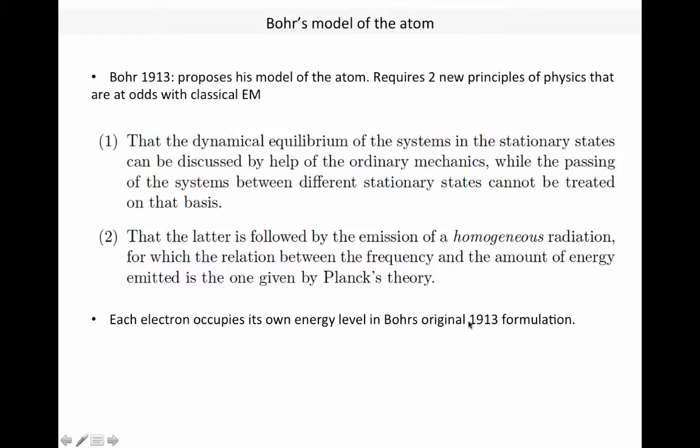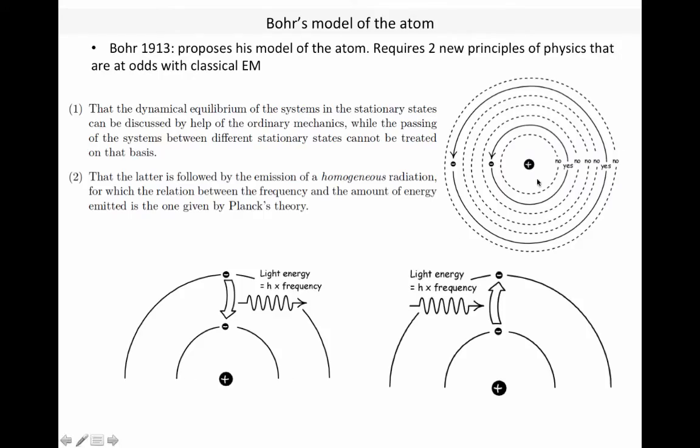Okay, and in Bohr's 1913 formulation of his model, in his picture, each electron occupies its own orbit, its own energy level. Okay, so we can begin to put together a cartoon picture of what's going on in the atom. We have electrons that are following certain orbits, and only certain orbits are allowed.